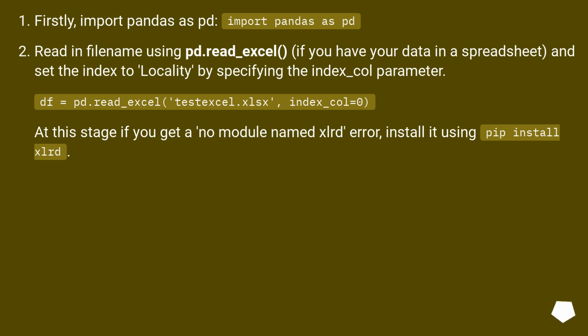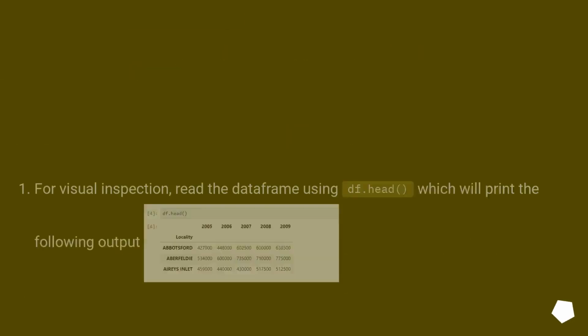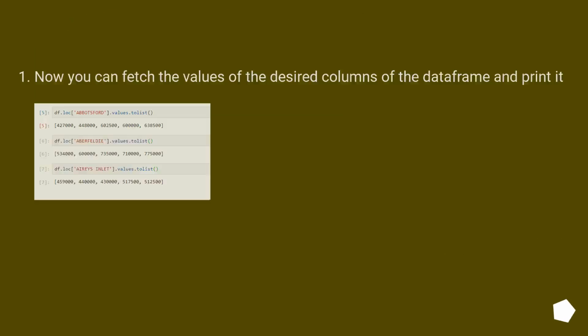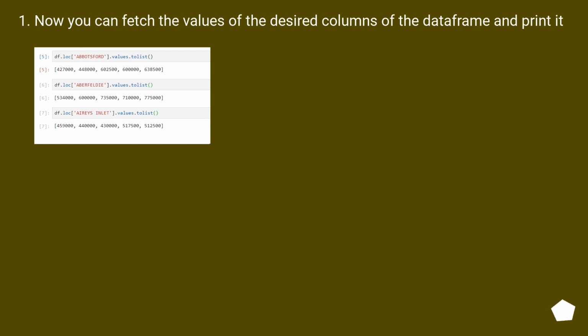df = pd.read_excel('testexcel.xlsx', index_col=0). At this stage, if you get a 'no module named xlrd' error, install it using pip install xlrd. For visual inspection, read the data frame using df.head, which will print the following output. Now you can fetch the values of the desired columns of the data frame and print it.